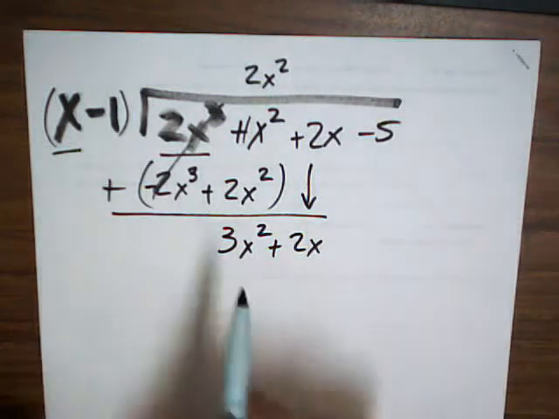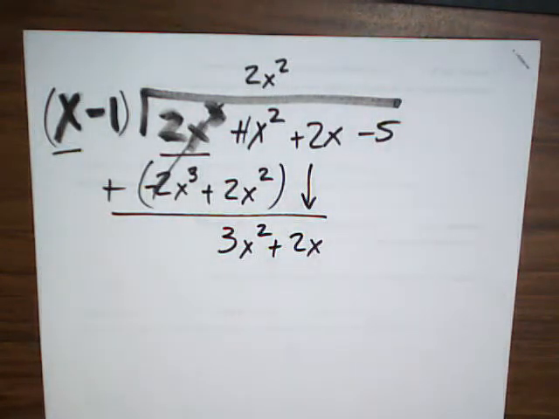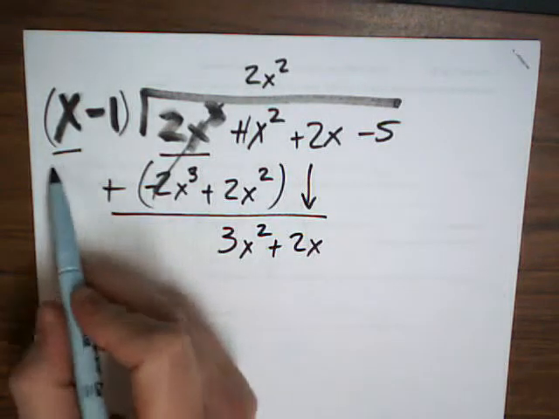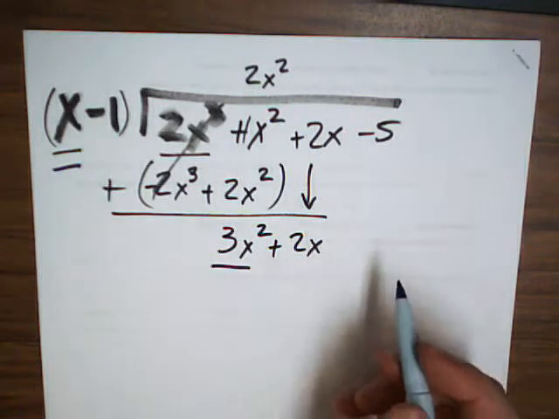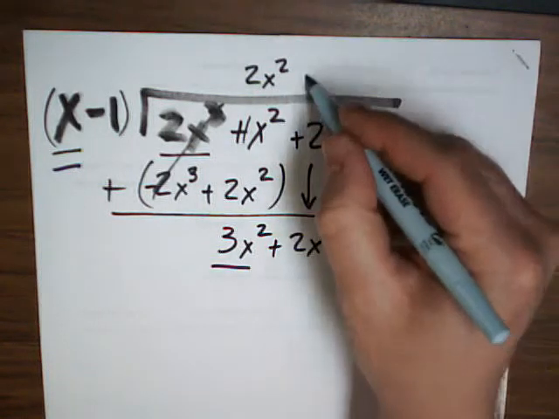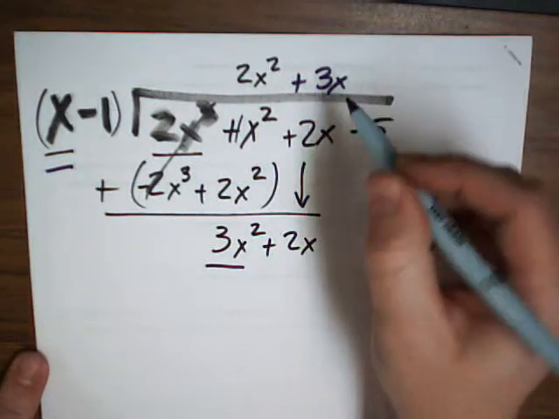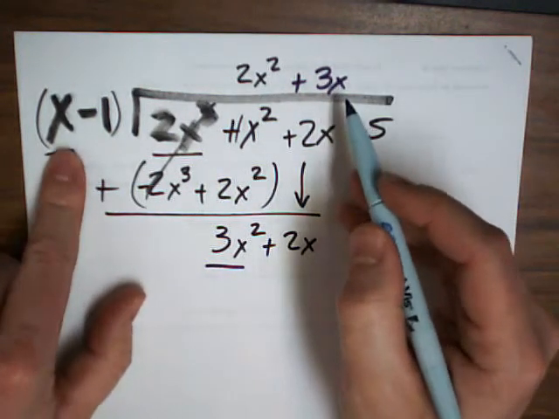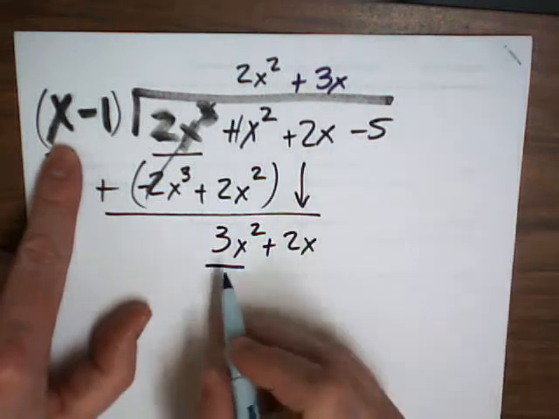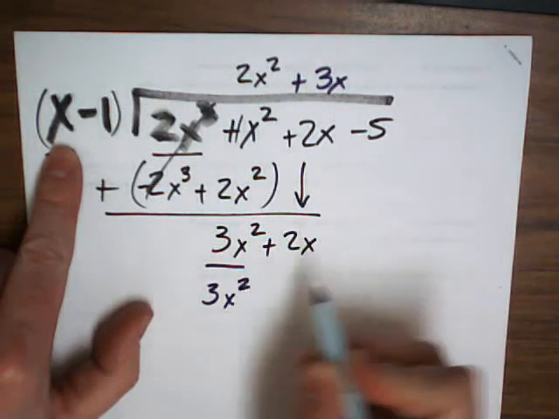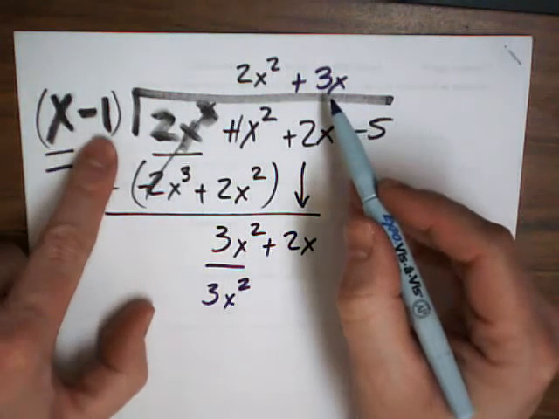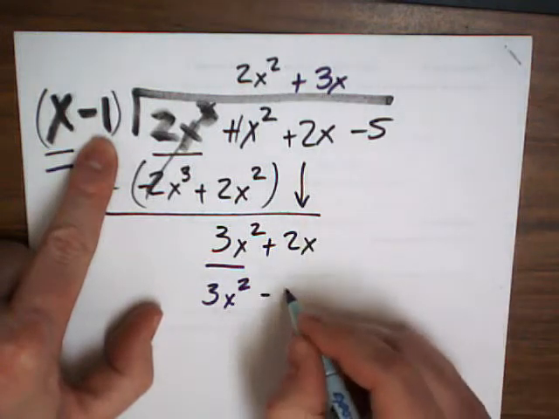Now you're going to compare x with 3x squared, right? Don't worry about anything else on top. So 3x, right? And it's a positive 3x, so plus 3x. So 3x times both of these. 3x times x is 3x squared. And then 3x times a negative 1, negative 3x.